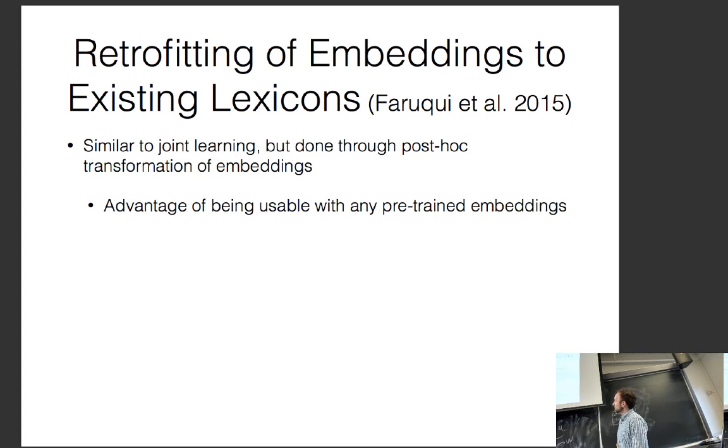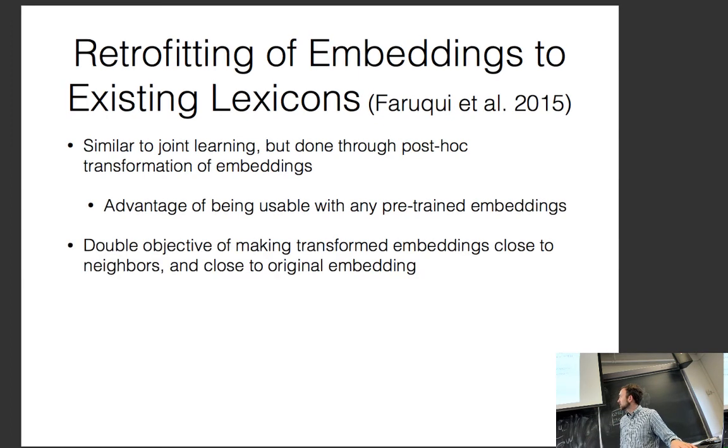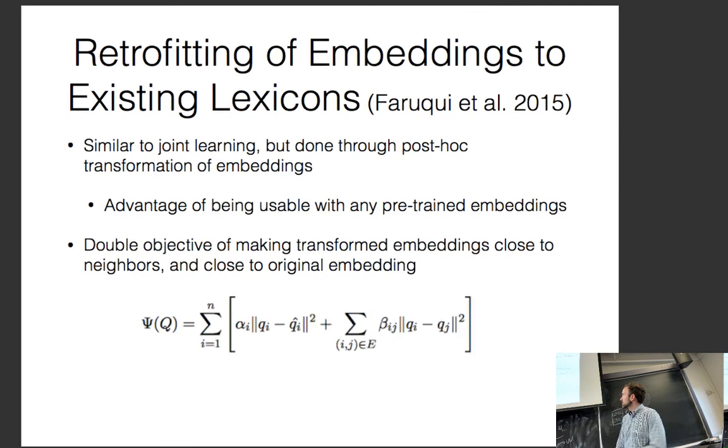So the idea here is basically you take the great 1,500 billion word trained embeddings and you transform them to match the lexicon that you're interested in. So this also has a double objective of making the transformed embeddings close to the neighbors and close to the original embedding. So it's as simple as you have the original embedding q hat i, and then you have all the neighbors of i in the knowledge base or in the lexicon, and you want to make those close as well. So then you optimize these. You have a beta term that trades off between the importance of each of these objectives.